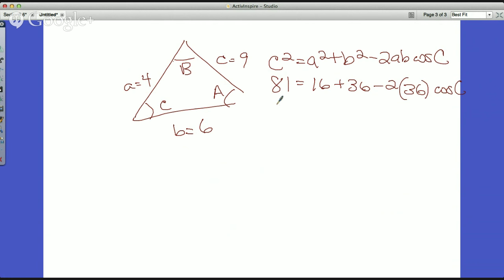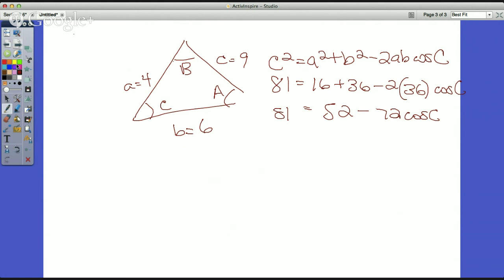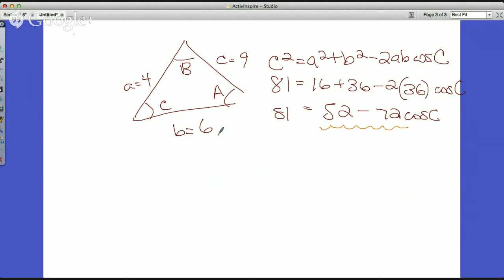So now we're just solving. 16 and 36 make 52, minus 72 cosine of C equals 81. Now here's where a lot of you messed up. When you checked with me and I told you it was incorrect, here's where you messed up. A lot of you subtract right there. It's incorrect. You can't subtract there. What do we need to do first? You can move the numbers onto the other side. Good. Take 52 to the other side, right?